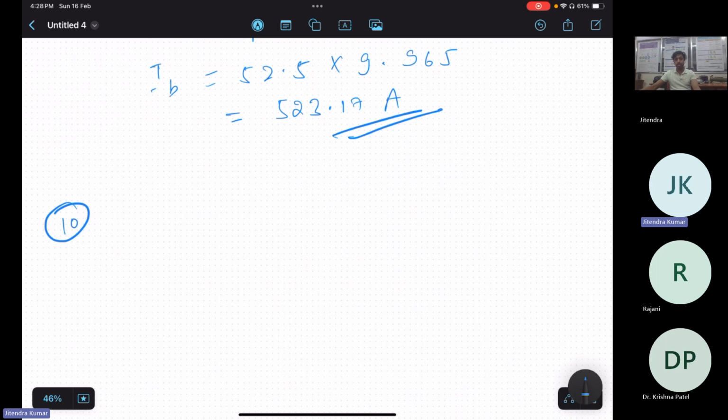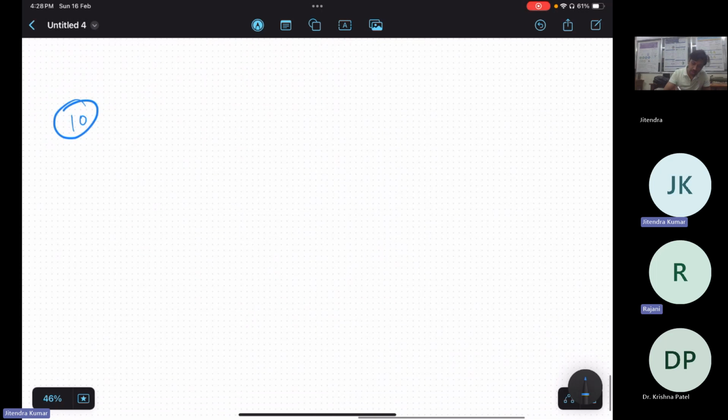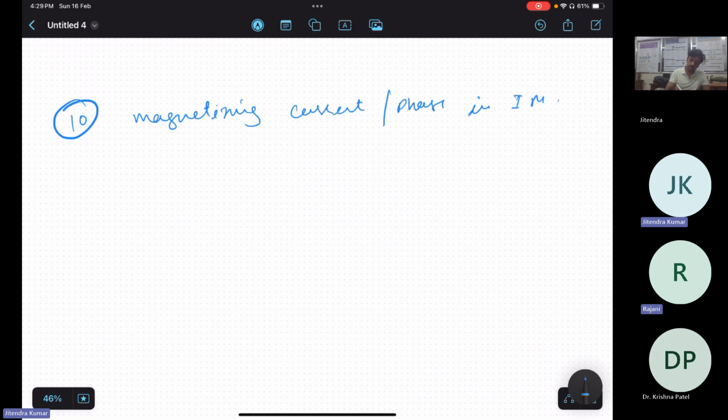We are given different values of MMF, right? MMF for air gap, stator teeth, core, and all. We need to calculate magnetizing current per phase in induction motor. So MMF required for air gap is 170 ampere turns.